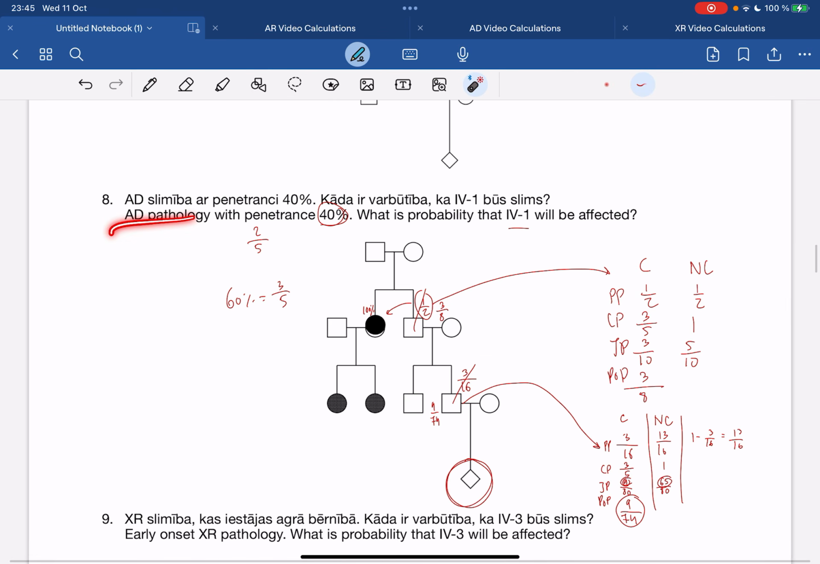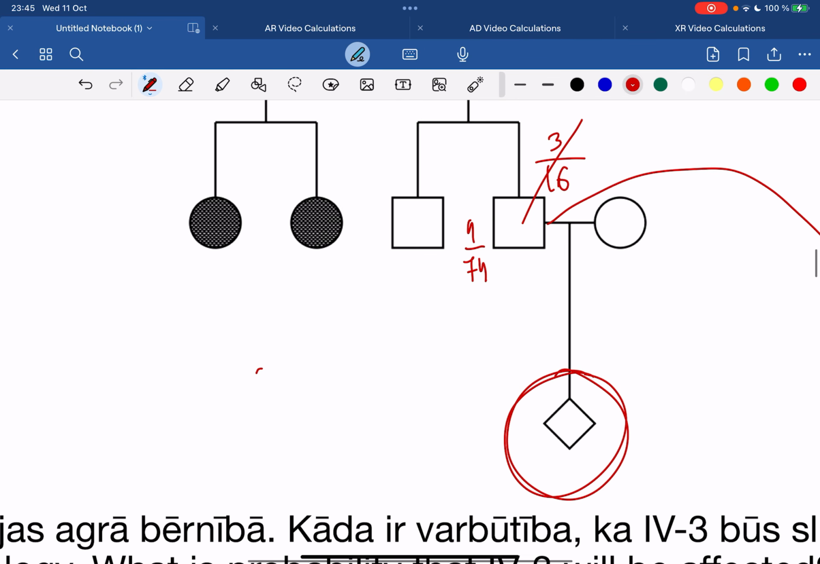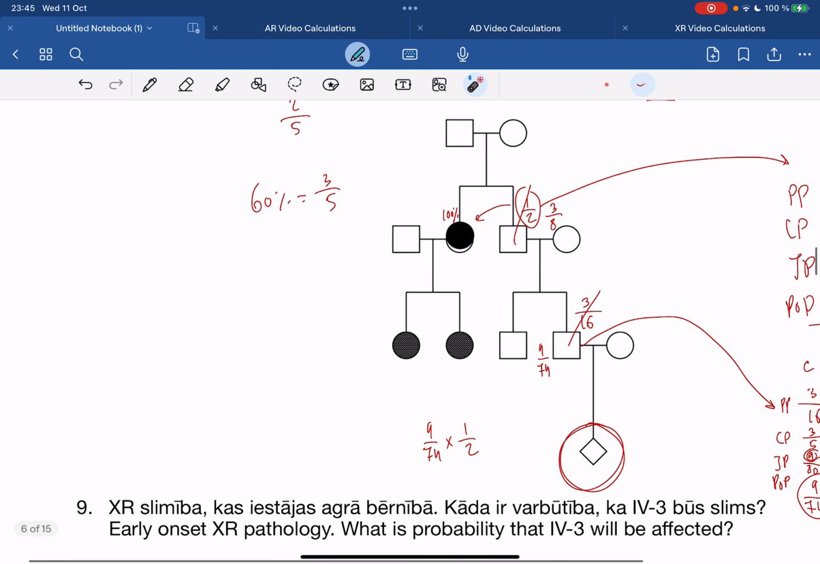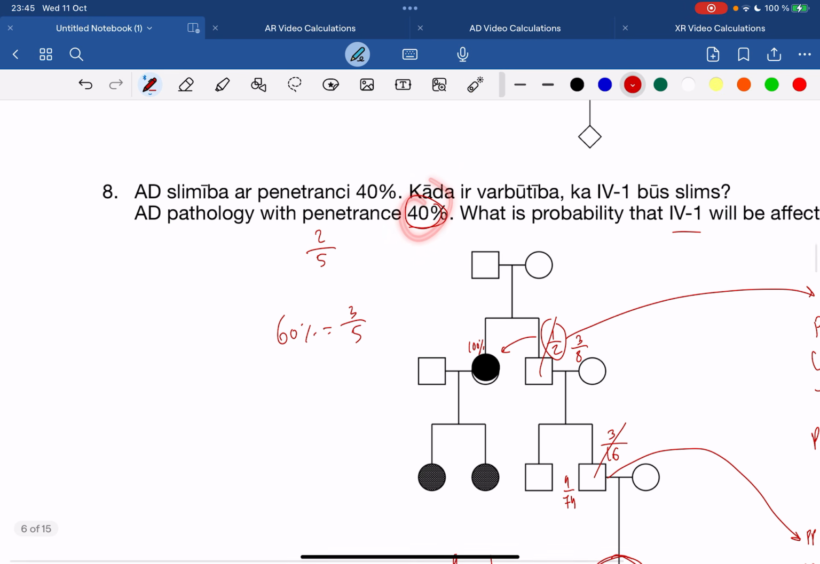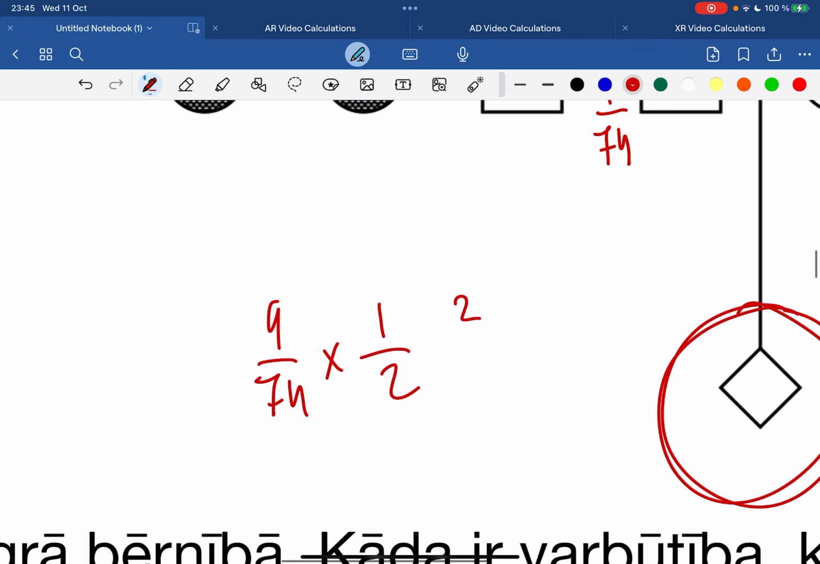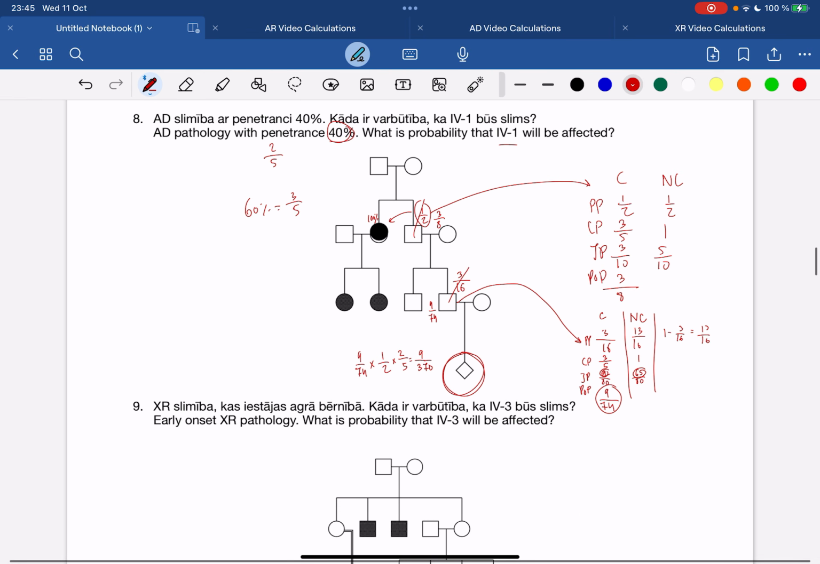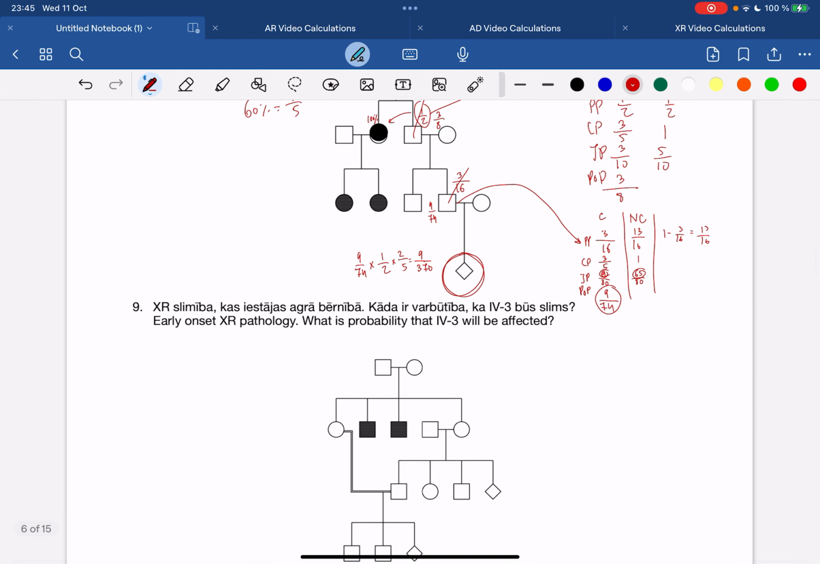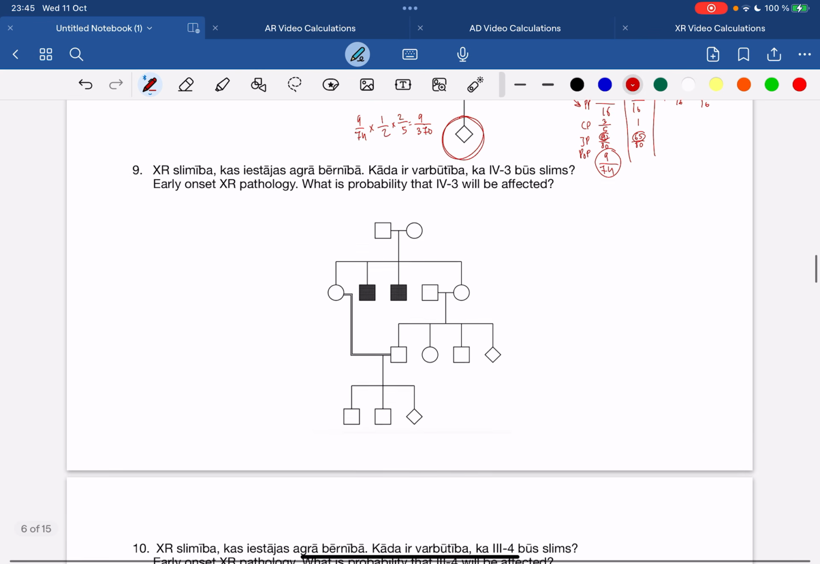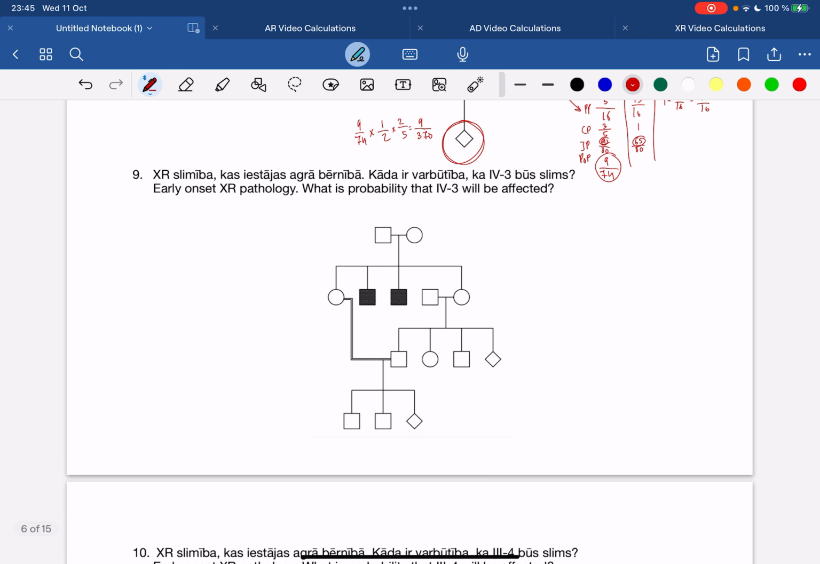And now we can calculate for this person, because we only need 1 parent's probability to be a heterozygous carrier for the autosomal dominant. So we take 9 out of 74 times 1/2, because that's the chance for this child to be receiving a dominant allele, times the penetrance, which is 2 out of 5. That is equal to 9 over 370. There we go. Next up, XR recessive.